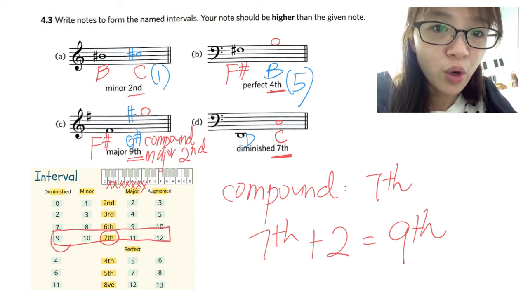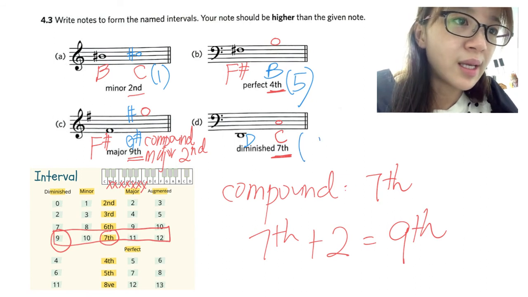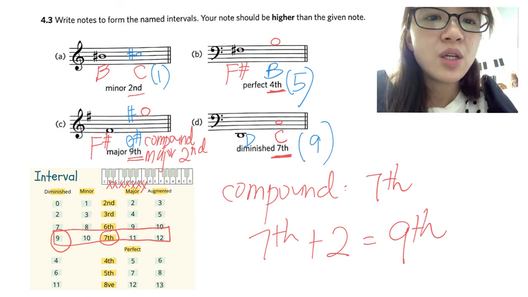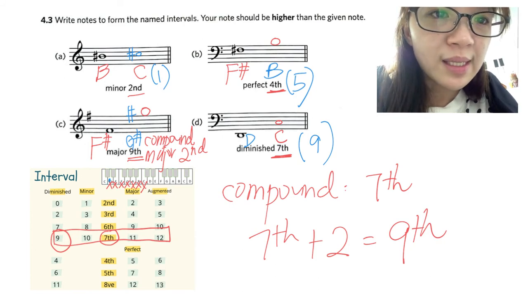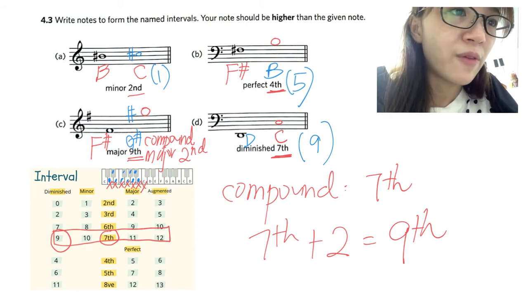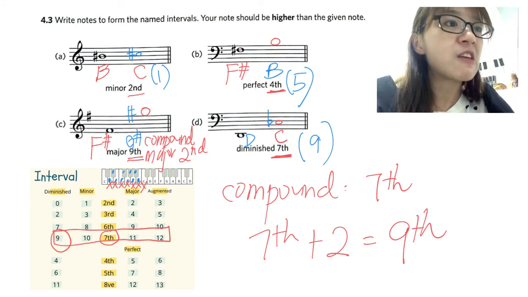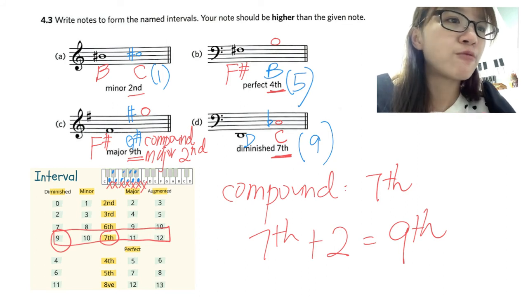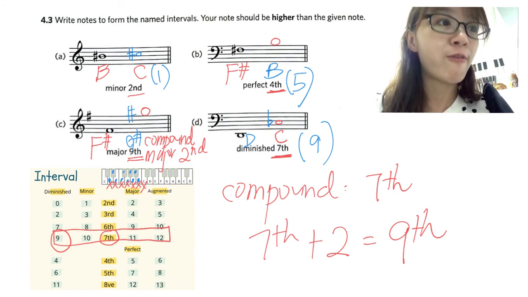So diminished is here. We need 9 semitones. So we need 9 semitones from the D note. So you're starting from here: 0, 1, 2, 3, 4, 5, 6, 7, 8, 9. 9 is the B note, but you have to name it as C what? It's a C flat. C flat is the same as the B note, but you have to name it as C because from the D you go to the C is a 7 step, 7 interval with 9 semitones. So the answer is C flat.